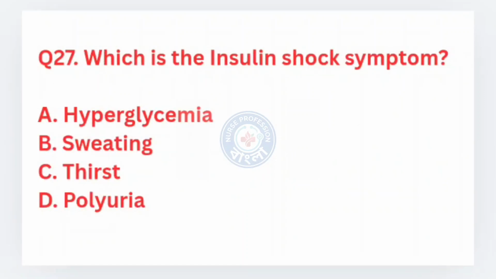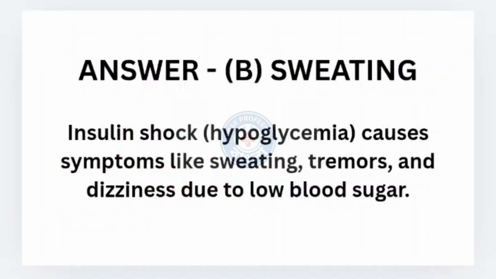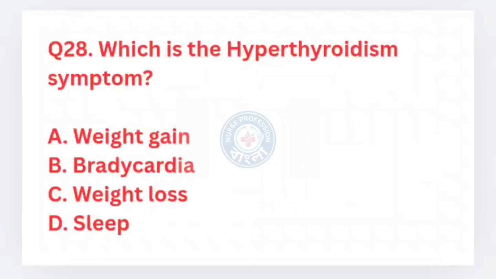27. Which is the insulin shock symptom? Hyperglycemia, sweating, thirst, polyuria. Answer: sweating. Insulin shock, hypoglycemia, causes symptoms like sweating, tremors, and dizziness due to low blood sugar.